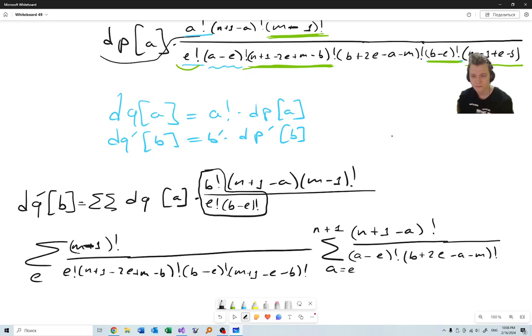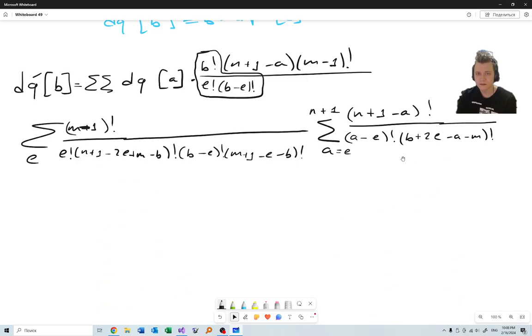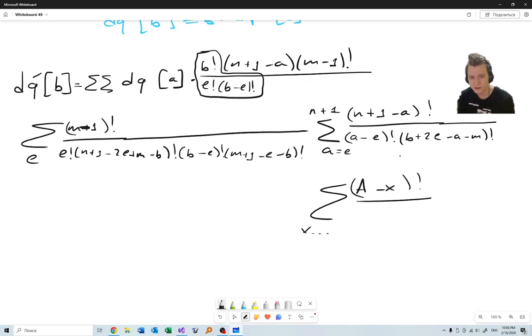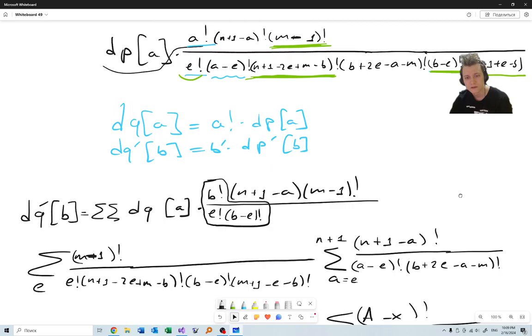What is that? Okay, with fixed numbers, it's simply like the sum of a minus x. So for some x, it's a minus x factorial over x minus b factorial times c minus x factorial. And what is that? No, it's not like this. Yeah, it's like this. Well, isn't it strange? Yeah, it is strange. Why do we have it like this? Yeah, we shouldn't have it like this.